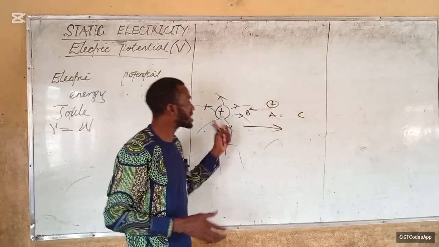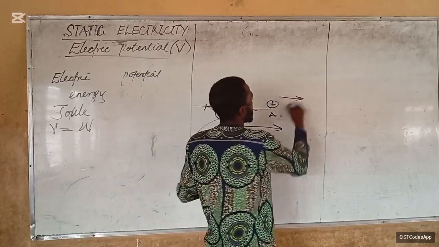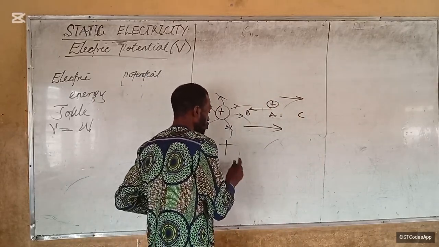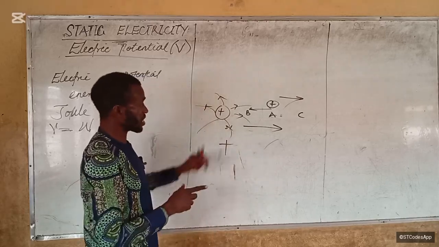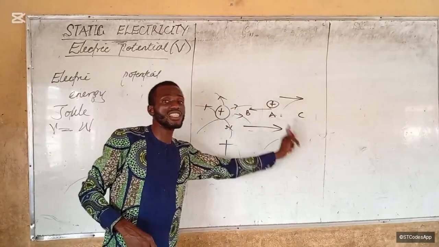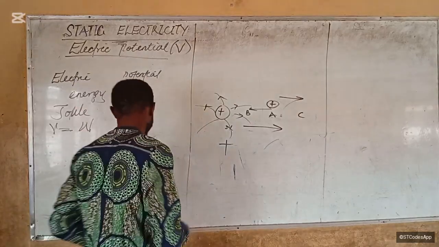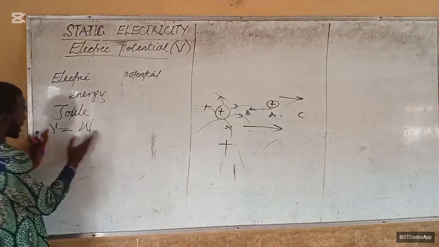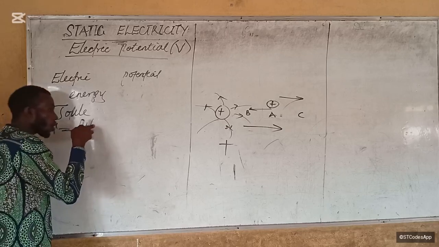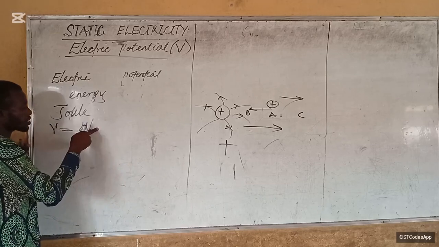But when work is done in the direction of force, if it was brought in this direction, then the electric potential energy will reduce. Electric potential energy will increase in the direction A to B. Electric potential energy will decrease in the direction of B to A to C. All right. So electric potential energy is work done.